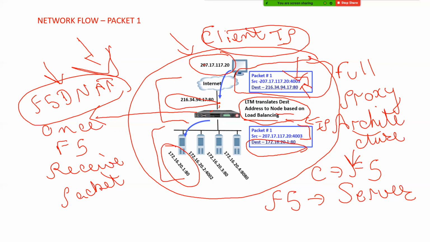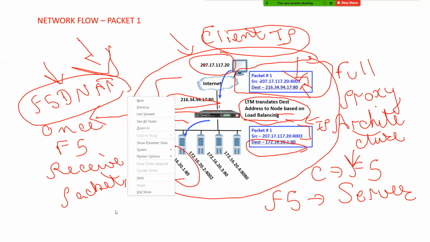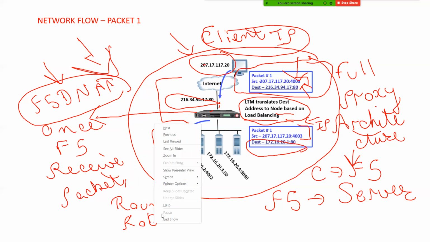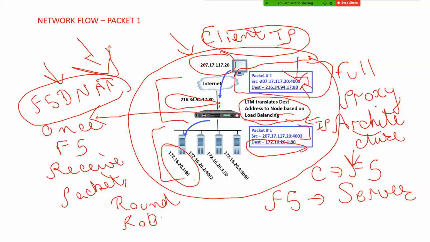So in this case, we are using the round robin algorithm. In round robin, your client will come to F5. F5 will see the pool members, and it will go to the first member. So the first member is done. In the second connection, it will go to 172.16.20.2. Next, it will go to 20.3. Next, it will go to 20.4. So this is how it goes.